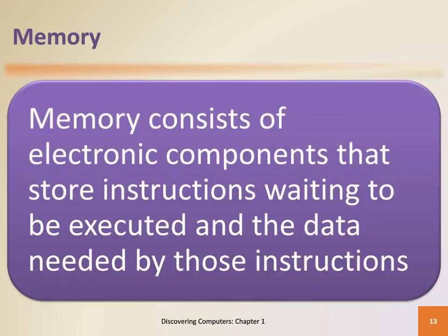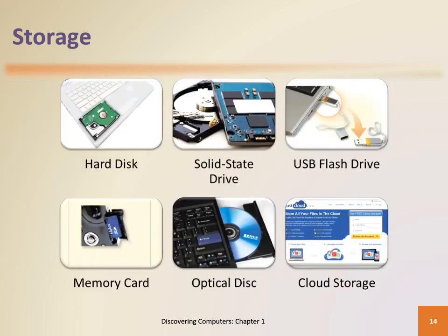Memory consists of electronic components that store instructions waiting to be executed and the data needed by those instructions. By contrast, storage holds data, instructions, and information for future use. A computer keeps data, instructions, and information on a storage media. A storage device records (writes) and/or retrieves (reads) items to and from storage media.